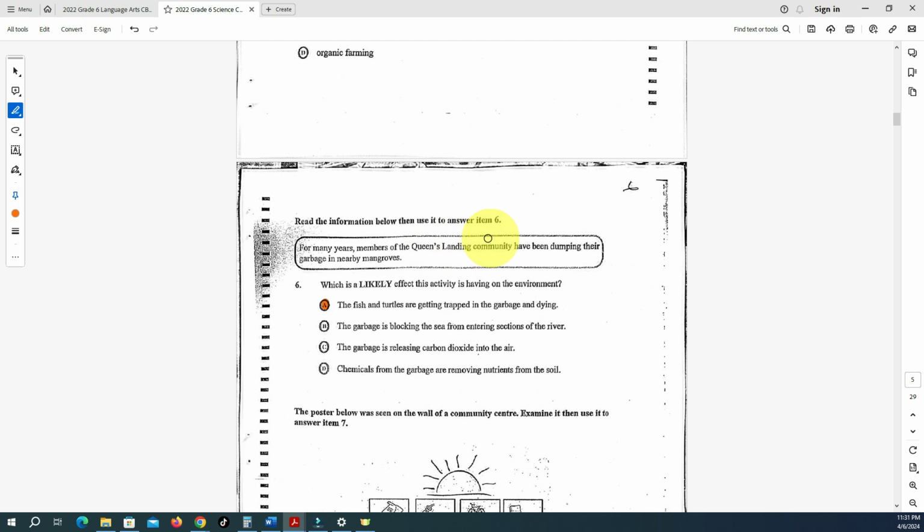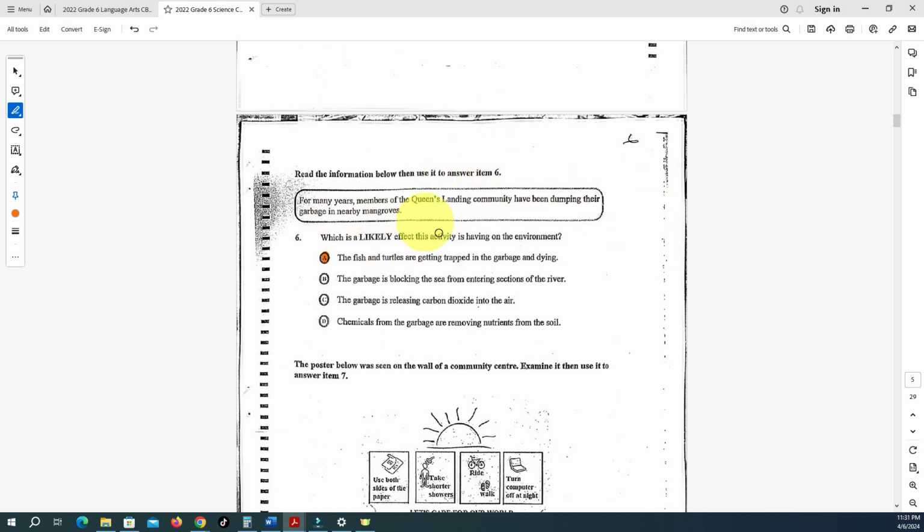Read the information below, then use it to answer item 6. So, for many years, members of the Queen's Landing community have been dumping their garbage in nearby mangroves. Which is a likely effect this activity is having on the environment? I chose A. The fish and the turtles are getting trapped in the garbage and dying. That's what I think. Tell me what you think.